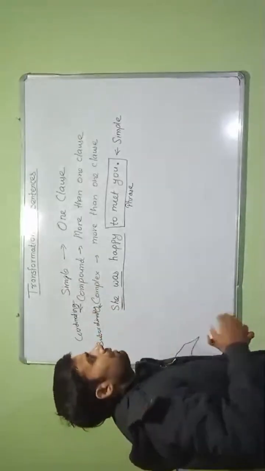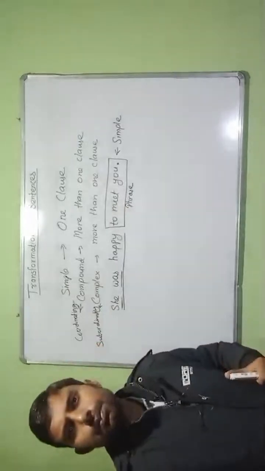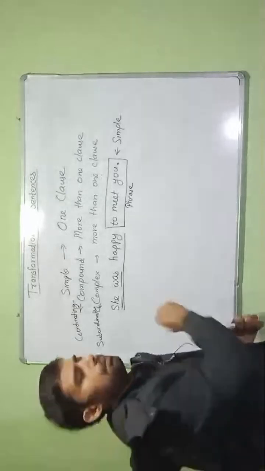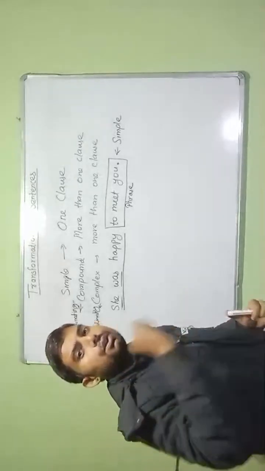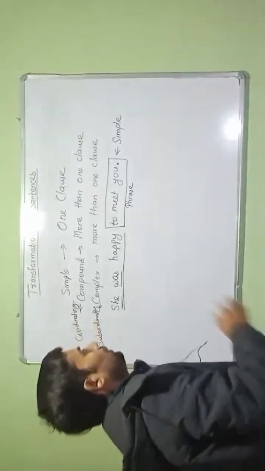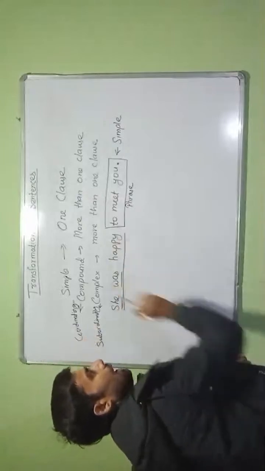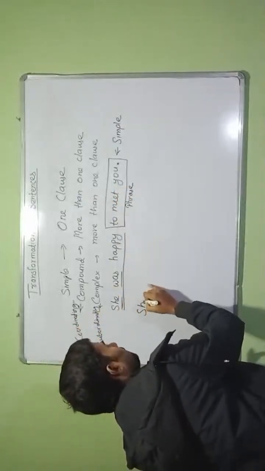What can that be? She was happy to meet you. So you can take a conjunction before or after. Think, was she happy before meeting you? No, she was happy after meeting you, right? So that will be an appropriate clause which you can add to this. Instead of this phrase, let's see, you can write it this way.